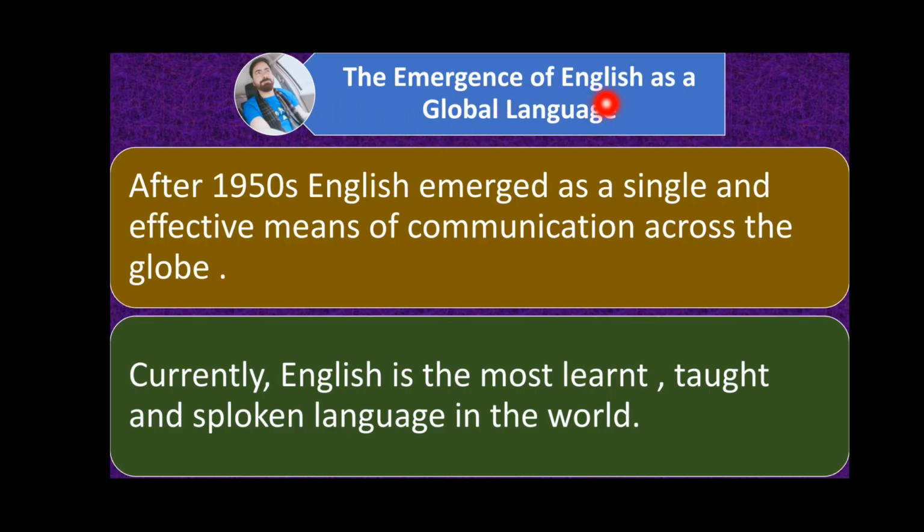The emergence of English as a global language. After the 1950s, English emerged as a single and effective means of communication across the globe. So it was the second half of the 20th century when English became one of the most influential and effective means of communication across the globe. And currently, English is the most learned, taught, and spoken language in the world, more than any other language, right?